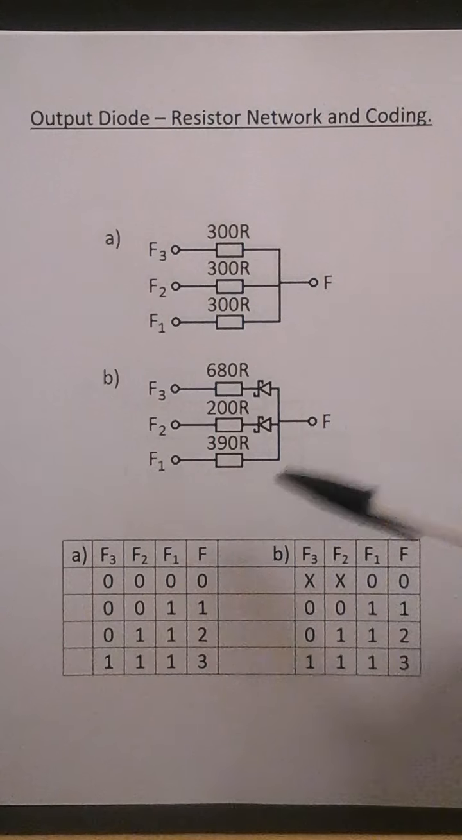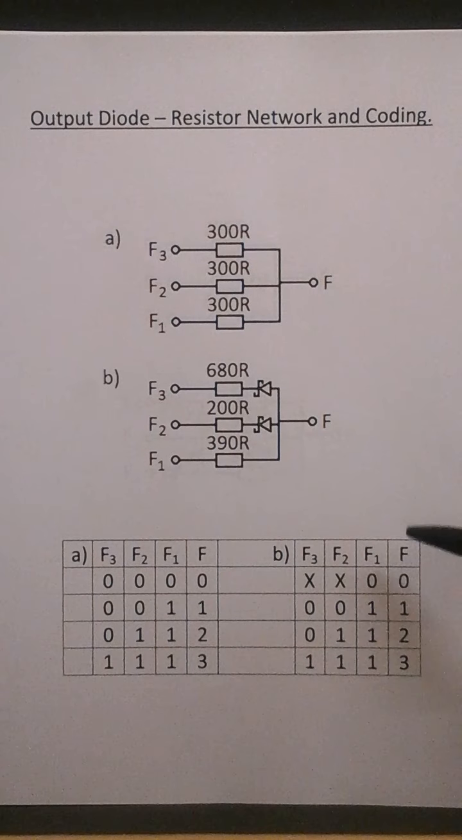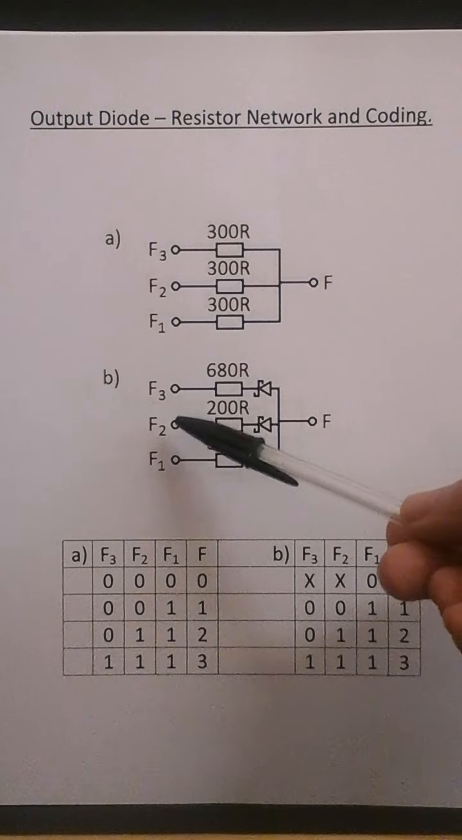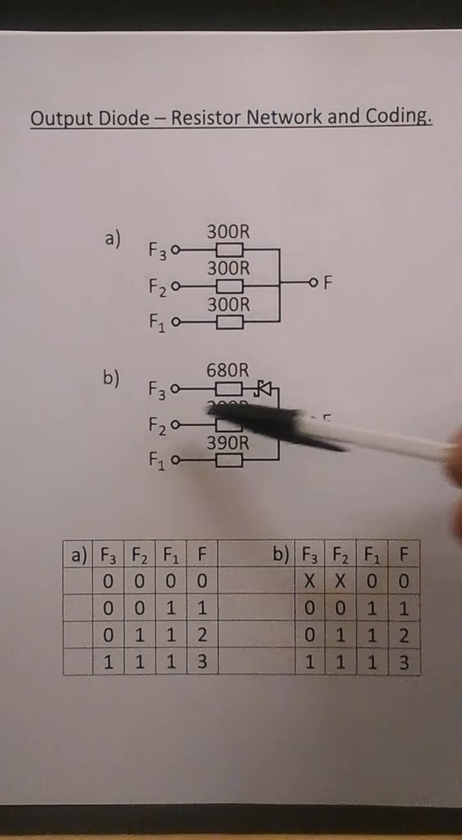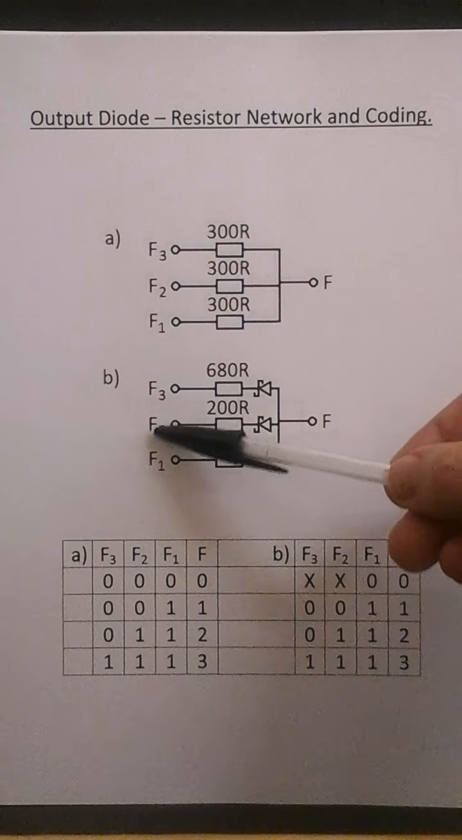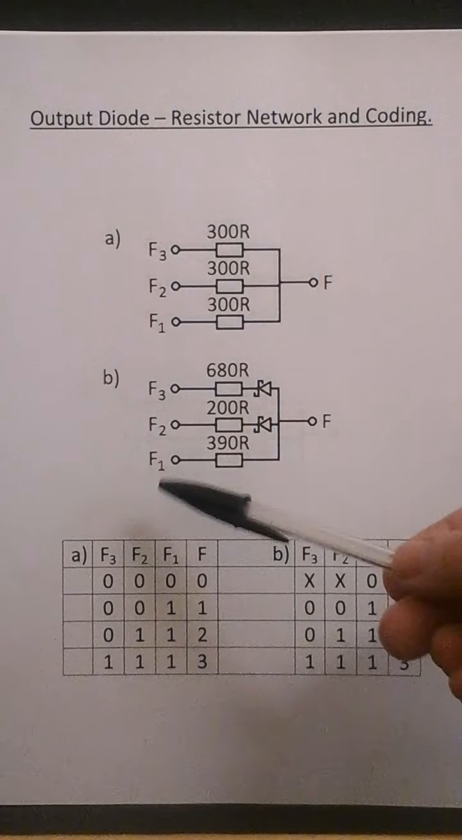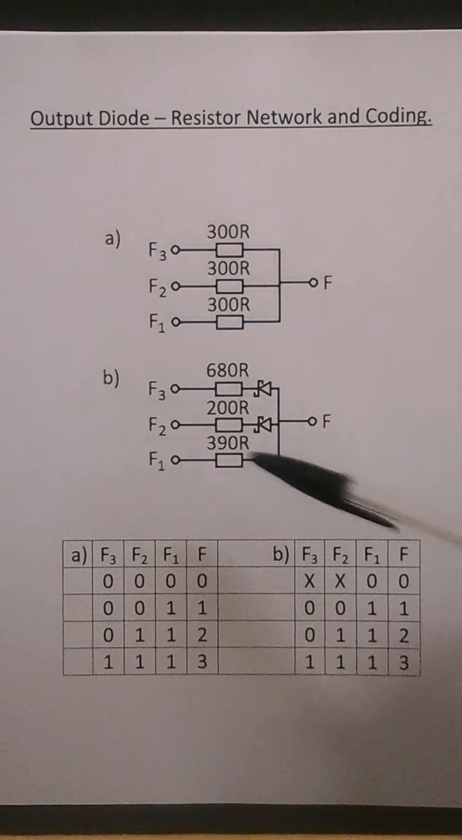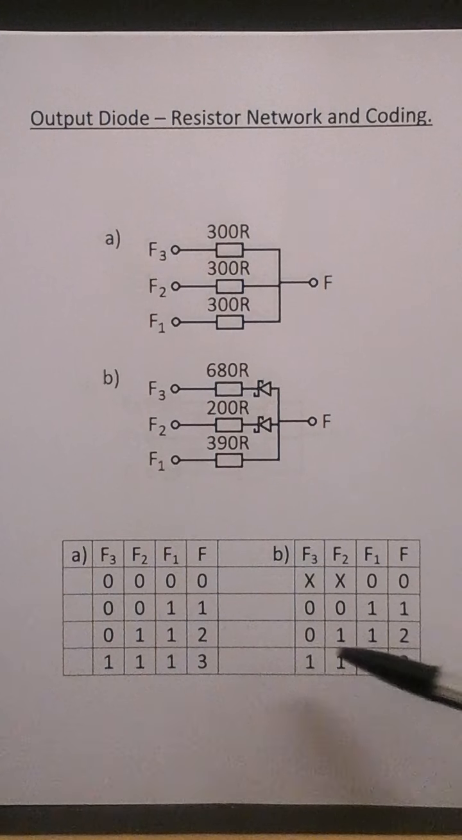So as F is a quaternary logic 0, F1 is a 0, and F3 and F2 can either be 0s or 1s. That's because the diode, if it's a 0, is reverse biased. If it's a 1 on F3, it's reverse biased. If it's a 1 on F2, it's reverse biased, so that just leaves F1 at 0. So for 1, F3 is a 0, F2 is a 0, and F1 is a 1. For a quaternary logic 2, F3 is 0, F2 is a 1, F1 is a 1. And quaternary logic 3, F3 is a 1, F2 is a 1, and F1 is a 1.